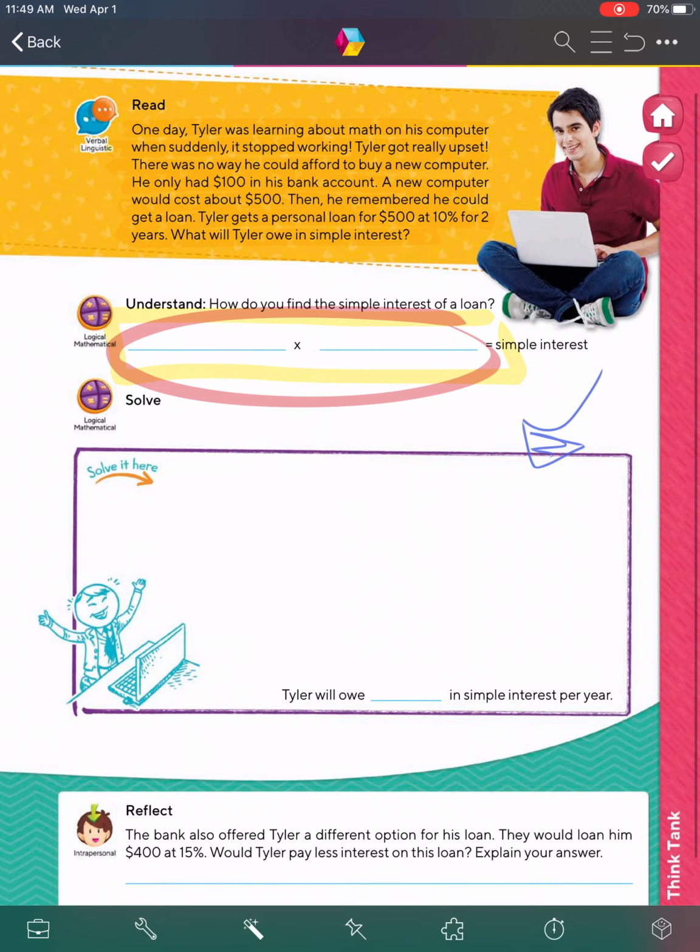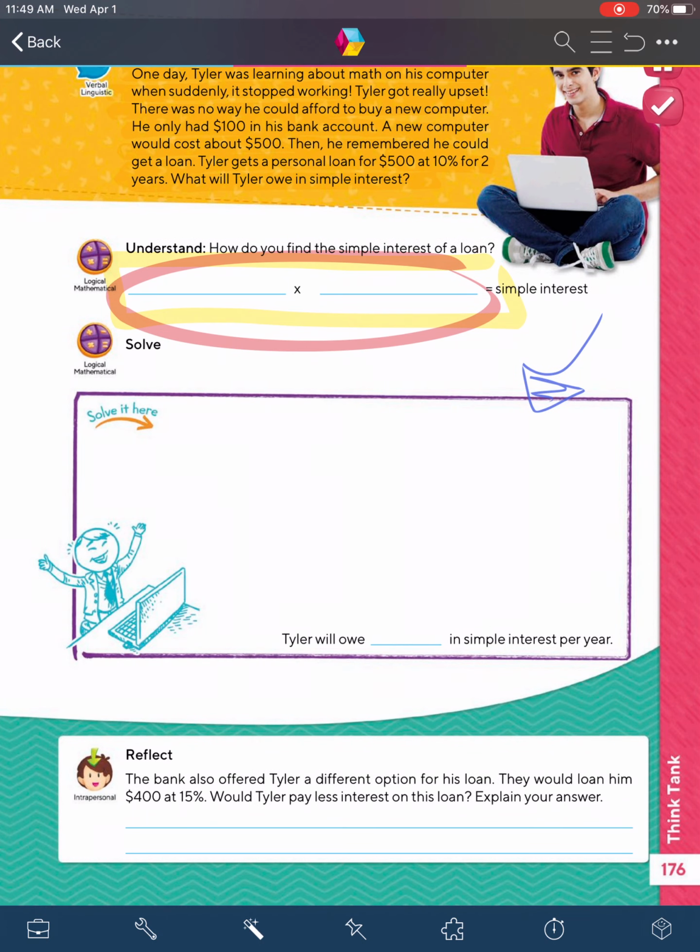Okay? And just to finish, you have an extra problem. The bank also offered Tyler a different option for his loan. They would loan him $400 at 15%. Would Tyler pay less interest on this loan? Explain your answer. So what do you have to do here? You just need to calculate the interest and compare it with the interest on the previous problem. And remember what the question is. Would Tyler pay less interest? Your answer should be yes or no, and why. Ready? Time to work.